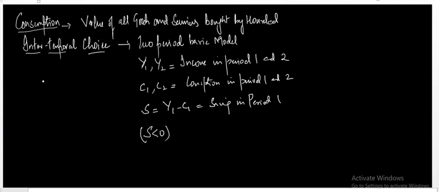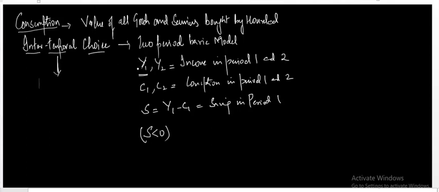Now what does the intertemporal choice mean? It is a process by which people make decisions about what and how much to do at various points in time. Now what does a consumer want to do? Say for example, the consumer has two options. Either he can consume his income that he earns in period 1, or he can postpone his consumption in period 1, save that money and consume that in period 2.